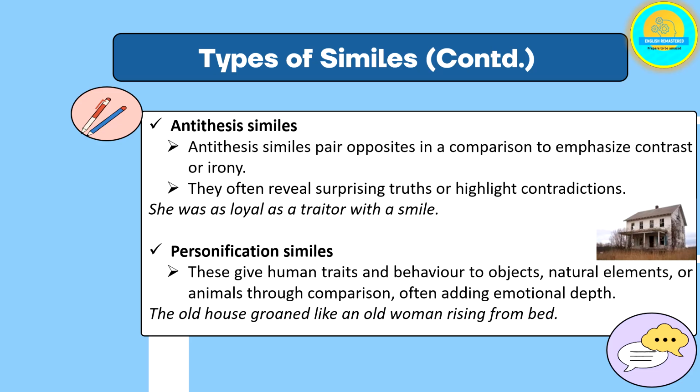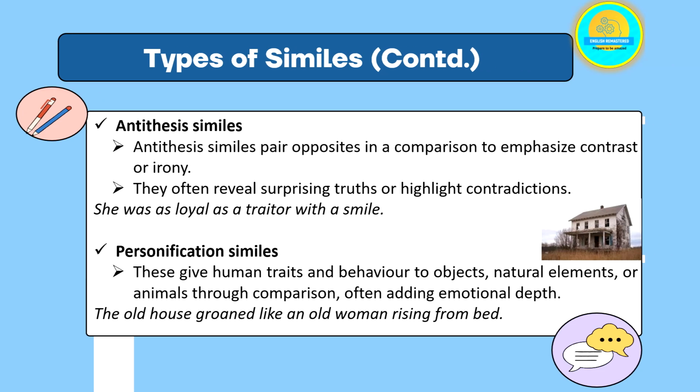And the last two types of similes. Antithesis similes pair opposites in a comparison to emphasize contrast or irony. They often reveal surprising truths or highlight contradictions. She was as loyal as a traitor with a smile. Personification similes. These give human traits and behavior to objects, natural elements, or animals through comparison, often adding emotional depth. The old house groaned like an old woman rising from bed.